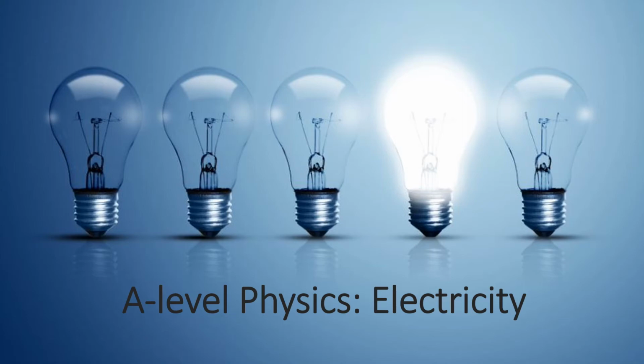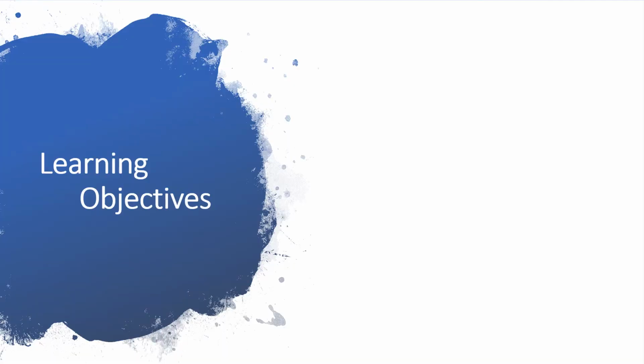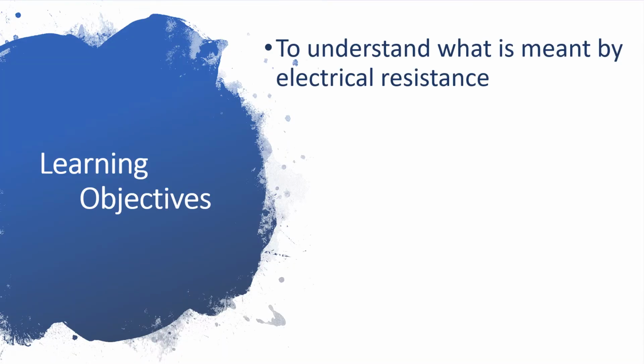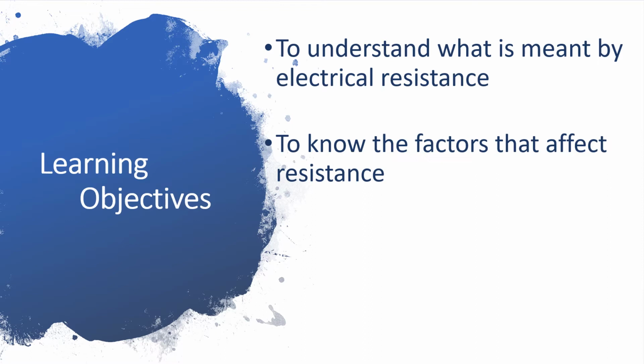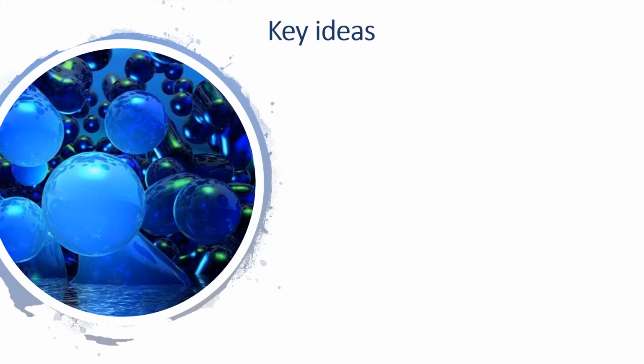Hi guys, here's another video on topic 5 on electricity. This one's dealing with the topics of resistance and resistivity. So the learning objectives are that you will understand what is meant by electrical resistance, you know the factors that affect resistance, and you understand what is meant by the term resistivity and how you can calculate it.